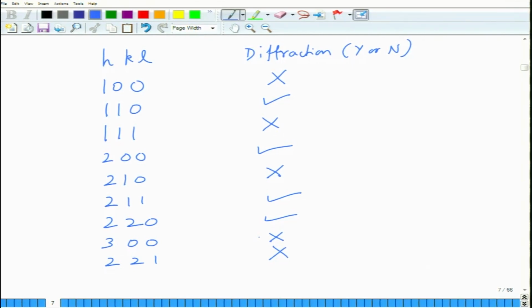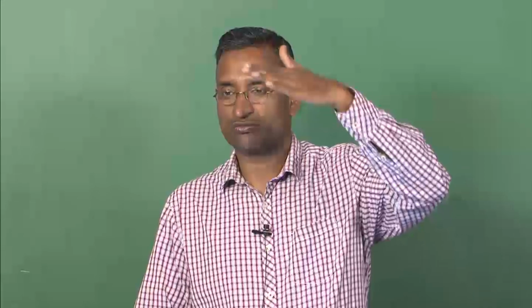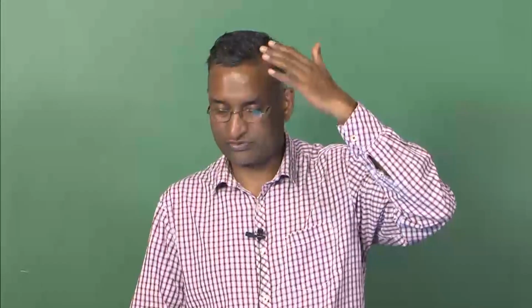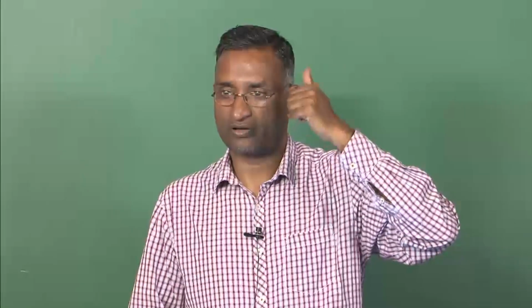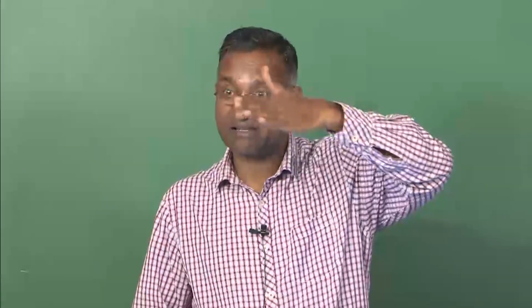Okay. So for BCC, the condition is only those planes will diffract for which h plus k plus L is even. And this basically means that for those planes which do not diffract, like 1 0 0, the interference is destructive in nature because of the presence of an atom in the center within the unit cell.